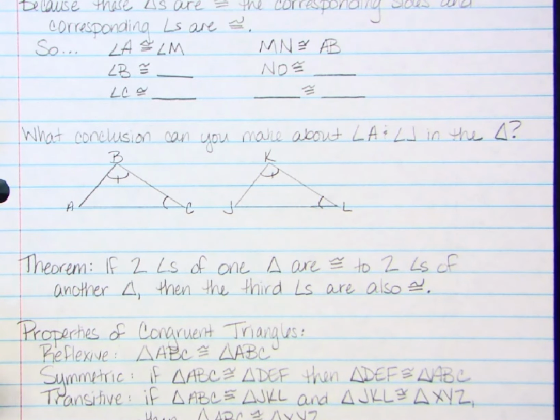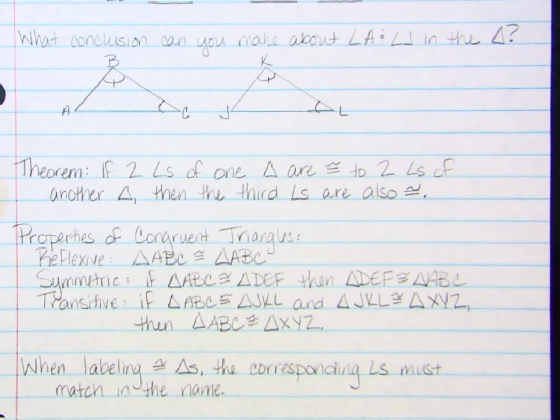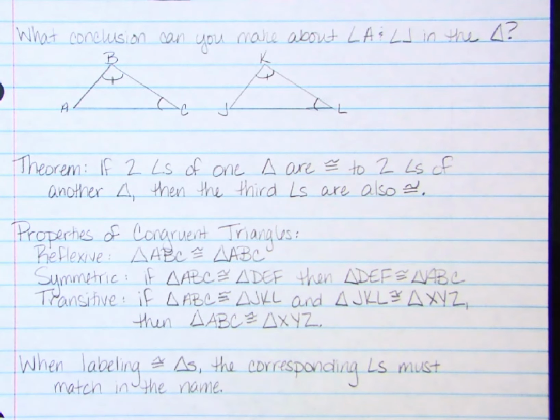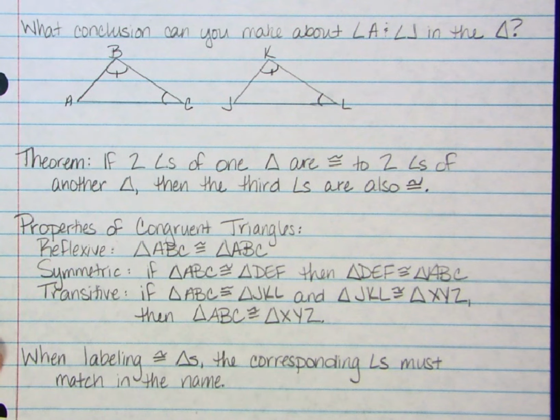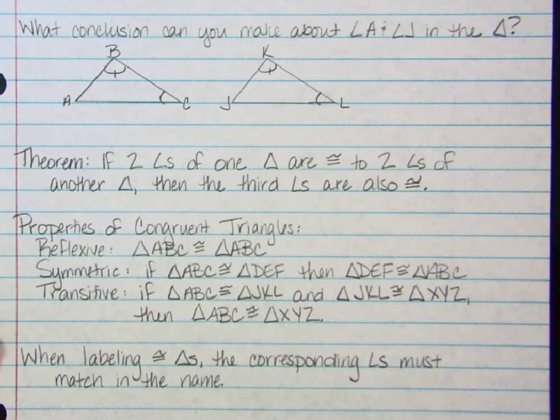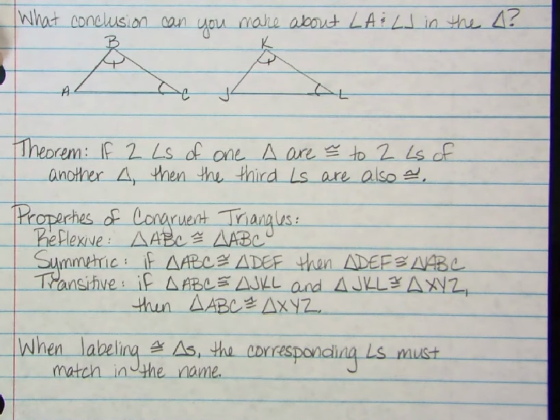All right, so these next properties should look familiar to you. The reflexive property, but now we're talking about triangles, as well as the symmetric property. Again, talking about triangles. The properties are the exact same though, as is the transitive property. So now we're looking at congruent triangles, and those three properties hold true for our congruence. So again, I've listed down here, when we label triangles that are congruent, the corresponding angles must match in the name, and that's what I explained to you at the beginning as well.